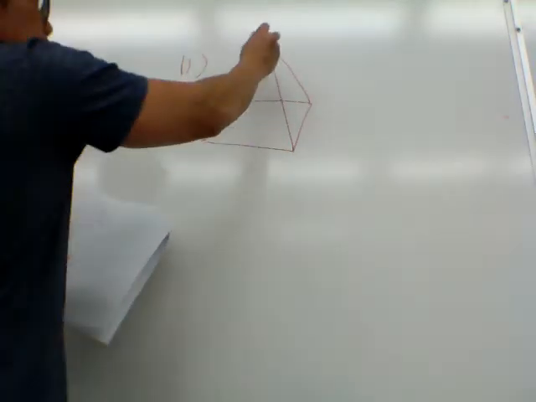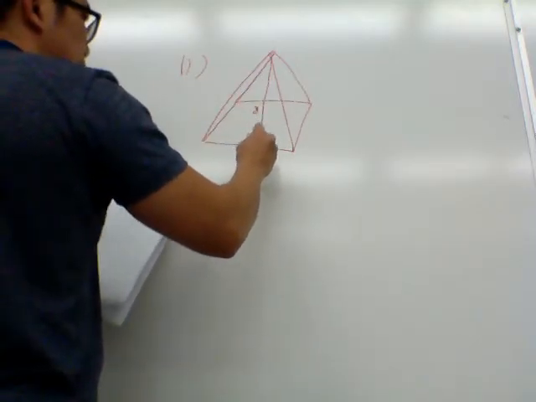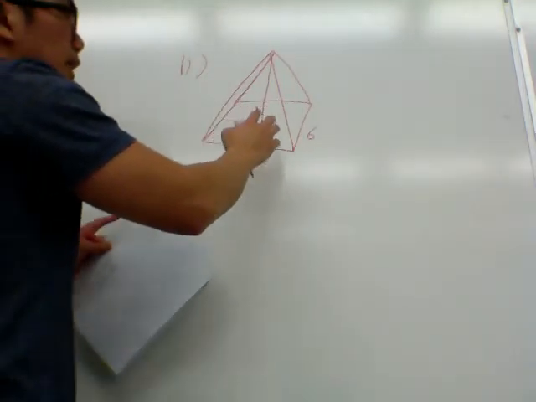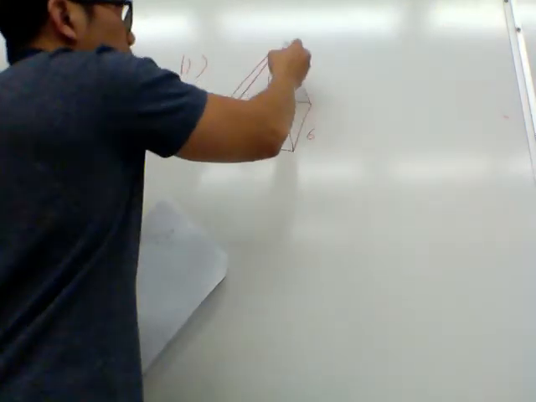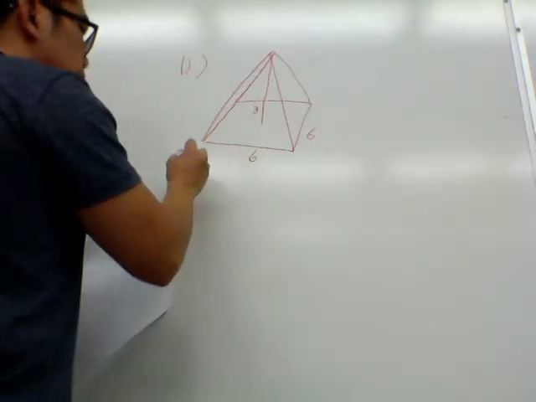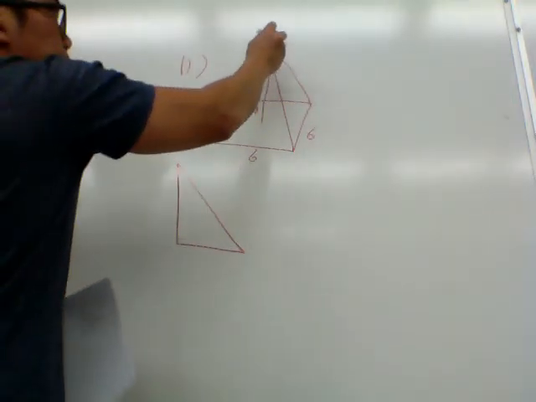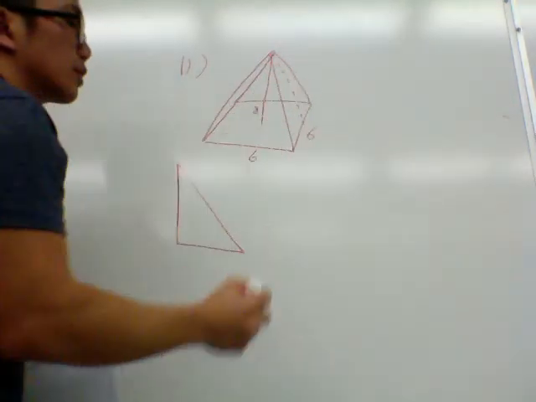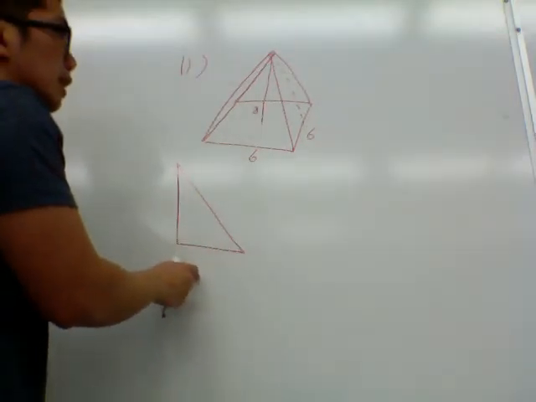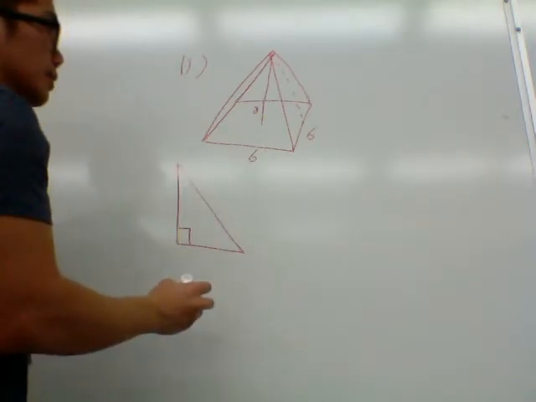you have a pyramid there, and they give you the actual height here is 8, and they say this is 6 and 6. So to find the surface area, I need to find the area of the triangles. I don't have the height of one of the triangles, right? But what I could do is I could make a triangle here. Because see, I'm missing this slant height. I need that height to find the area of one of the triangles. That's what I'm missing, that missing height there. Okay.